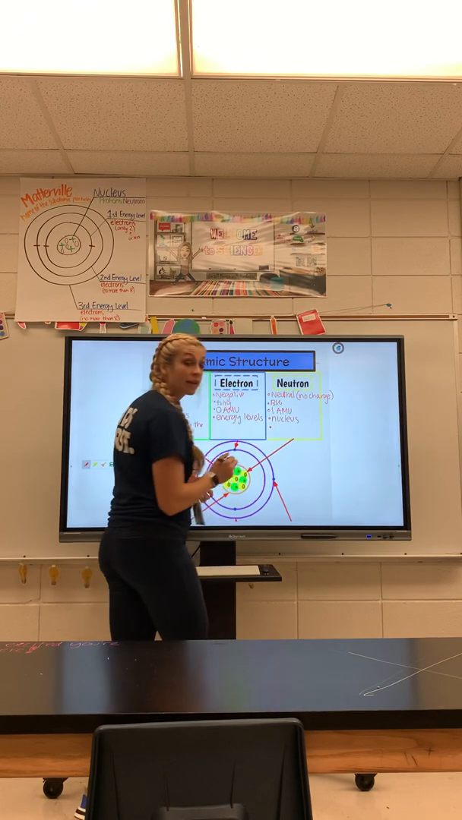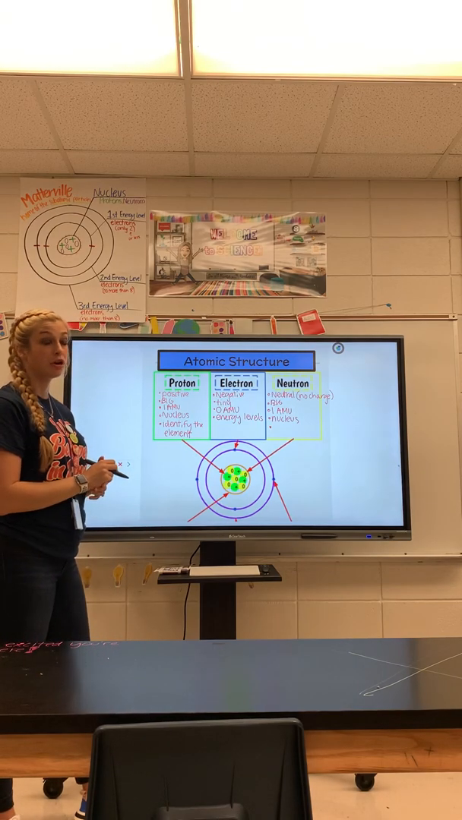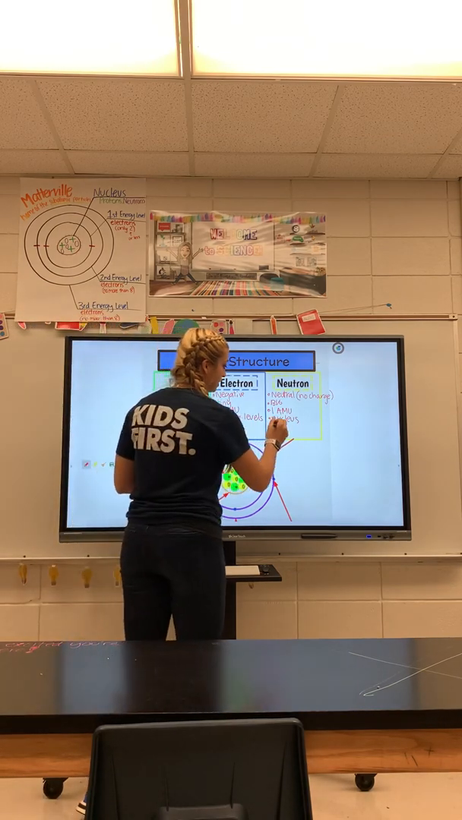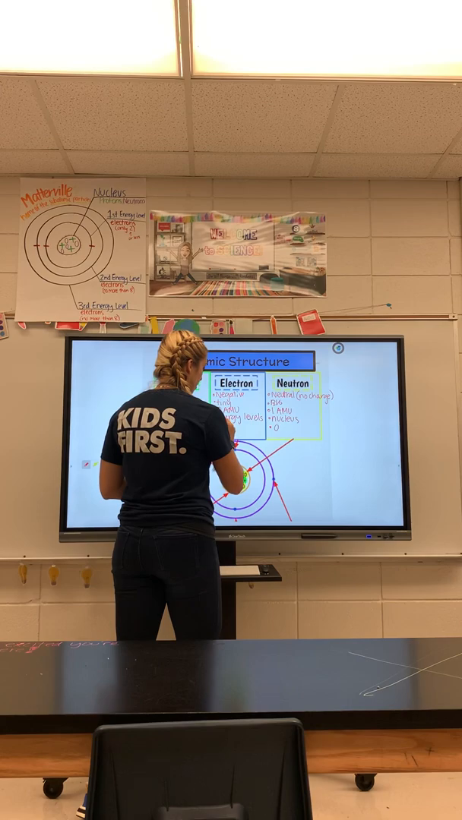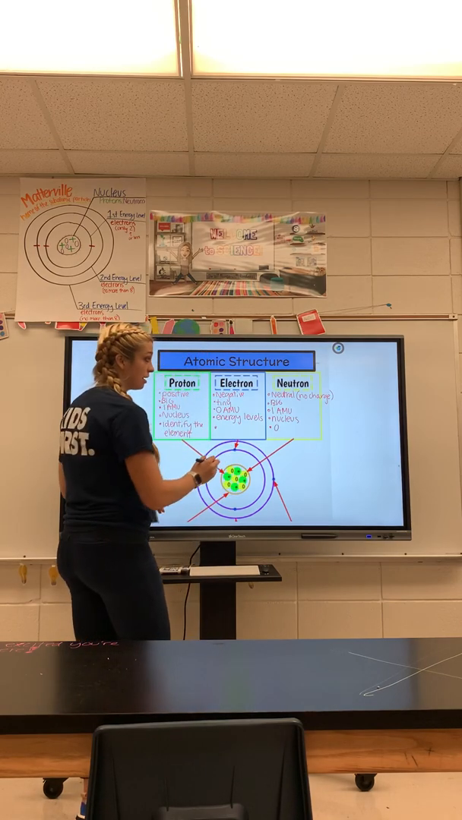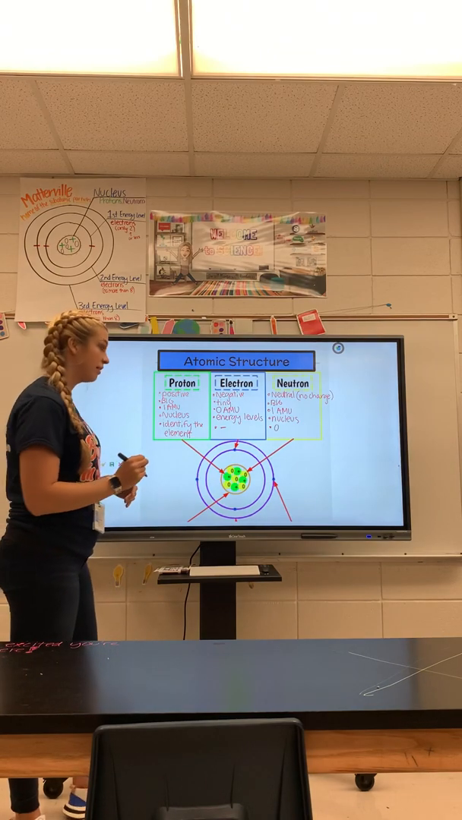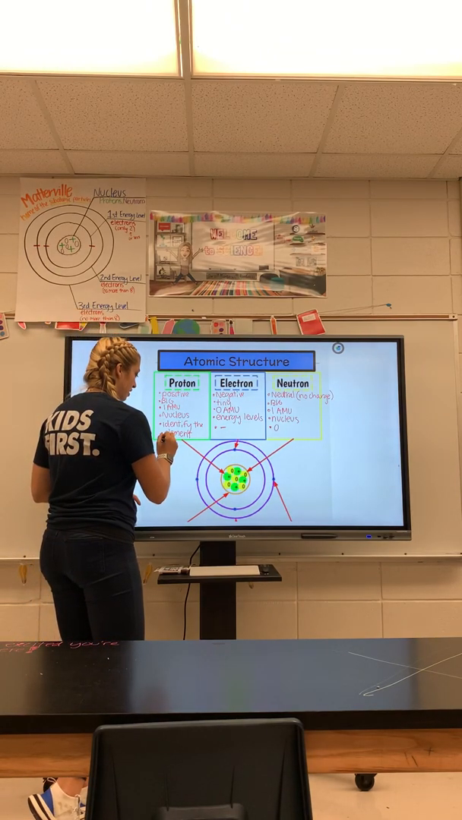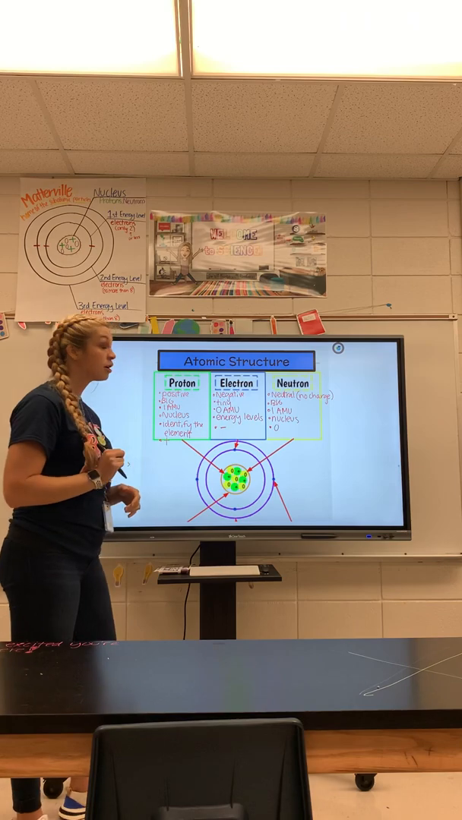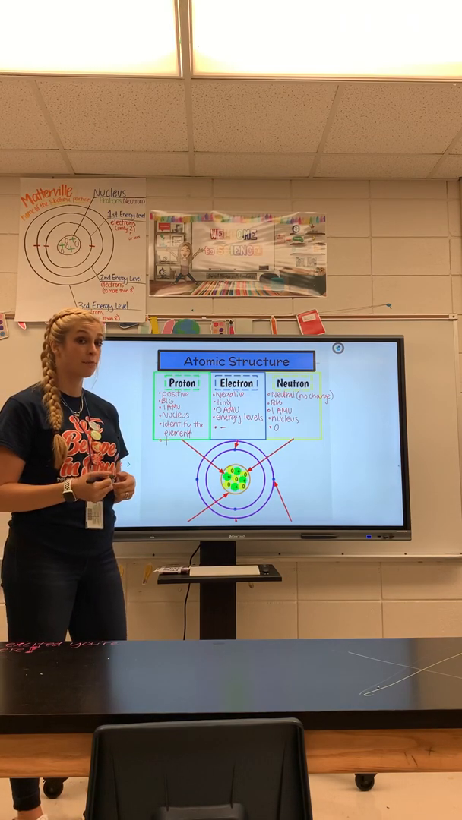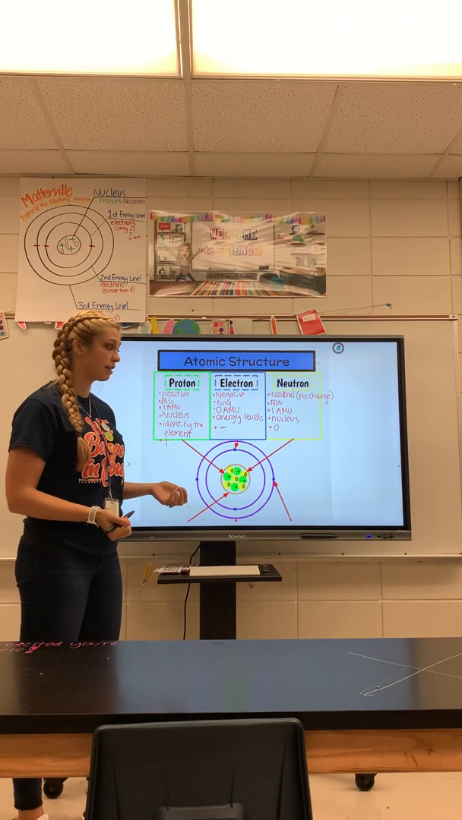And I'm going to go back and put that neutrons have no charge, it's represented by a 0. Electrons are negative, it's represented by a negative sign. And protons are positive, it's represented by a plus sign. So those are the 3 subatomic particles, or parts of an atom.